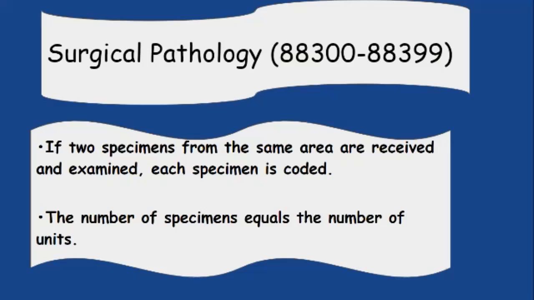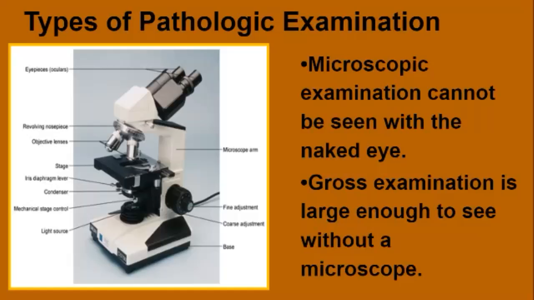So more on surgical pathology. If two specimens from the same area are received and examined, each specimen is coded. The number of specimens equals the number of units. So let's talk about types of pathology examination. Microscopic examination cannot be seen with the naked eye. Gross examination is large enough to see without a microscope. So microscopic is with the microscope, gross is without.